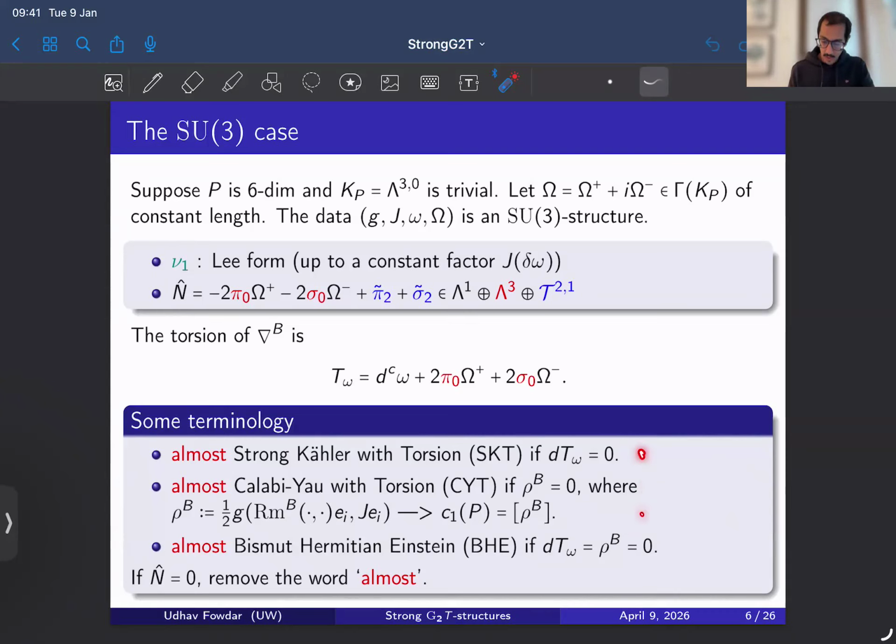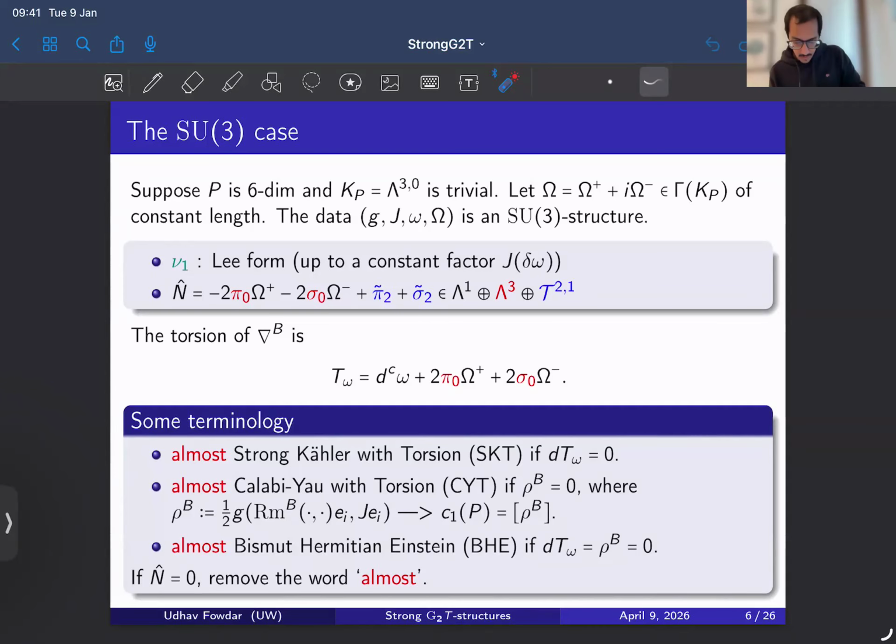And if both of these conditions hold, i.e. it is strong SKT and it is CYT, then it's called Bismut-Hermitian-Einstein. This is typically the terminology one uses in Hermitian geometry, but because in my setup I would like to consider not only the complex case, but also the almost Hermitian case with skew-symmetric torsion, I'm just going to add the prefix "almost" to my original definition that we have already seen in previous talks.